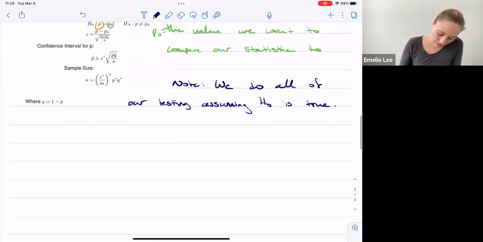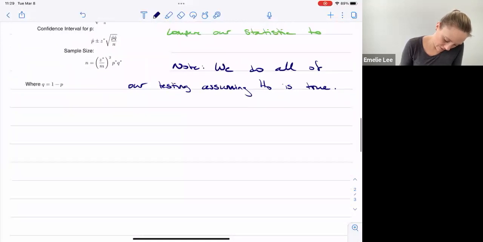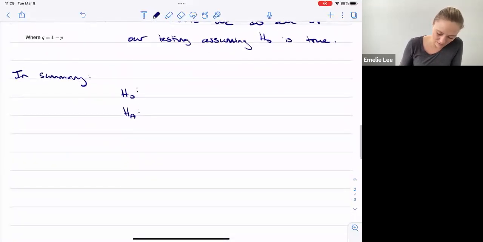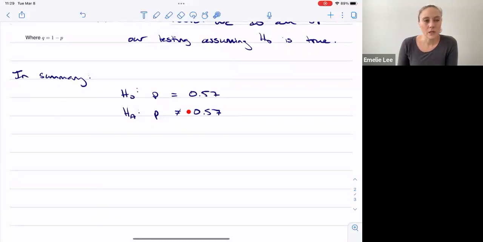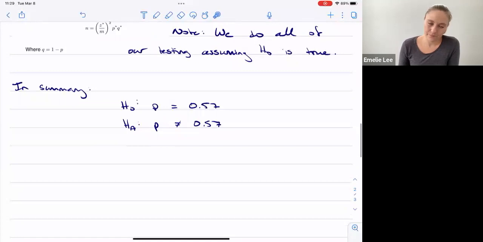In summary, this step would just look like this. The null hypothesis is a statement, the alternative hypothesis is a statement: P is equal to 0.57, or P is not equal to 0.57. This is what this step would look like. You don't have to include anything else, I just wanted to talk around it. So that's your first step. I would argue it's the hardest step, because you have to figure out what type of question you have and figure out what your null and alternative hypotheses are. So this is a big step.